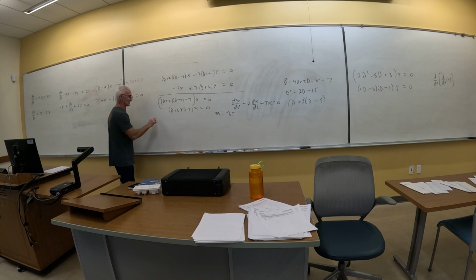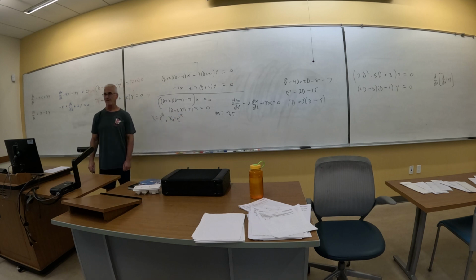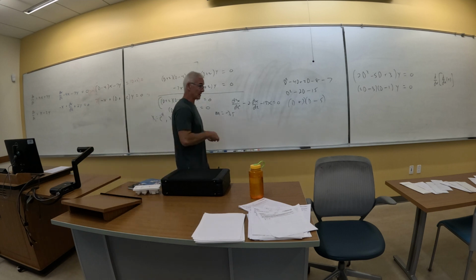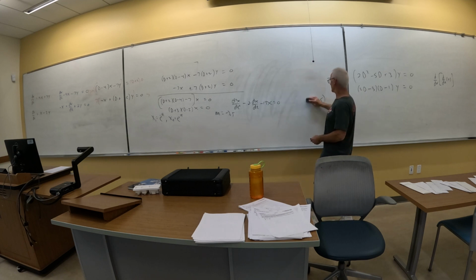Therefore, give me two linearly independent solutions. x1, e to the negative 3t, and x2, e to the 5t. And by the way, everything we've said is true and correct so far. We're not done. We're close to halfway done.